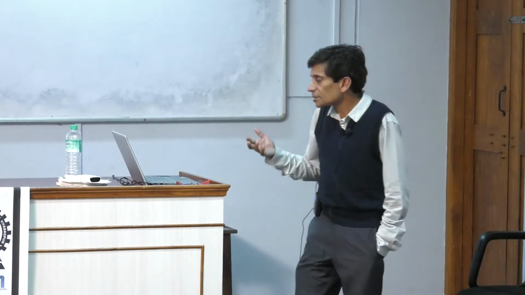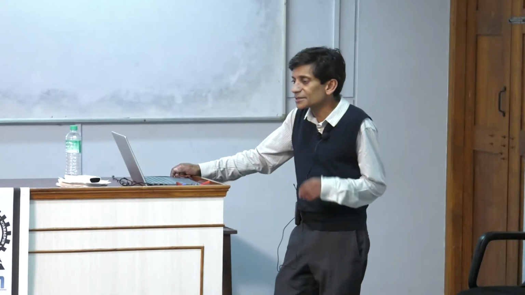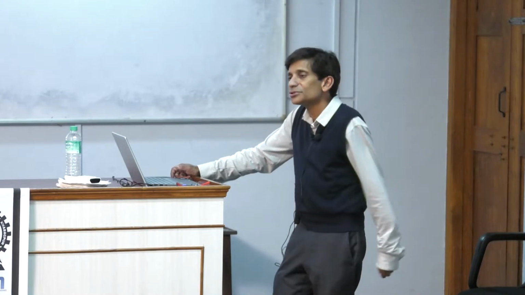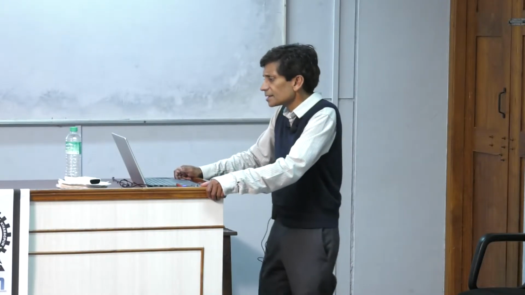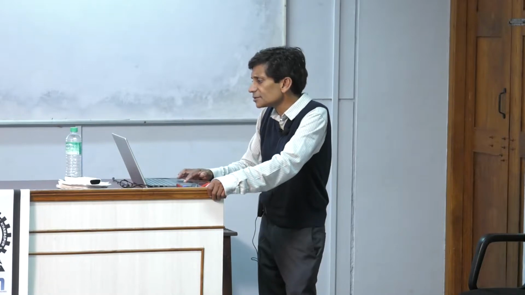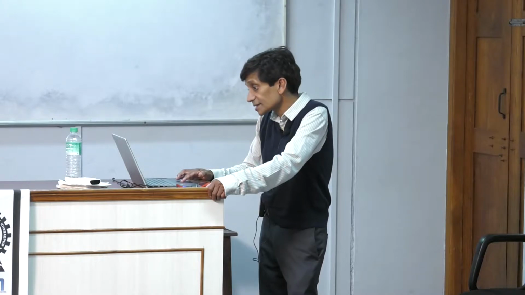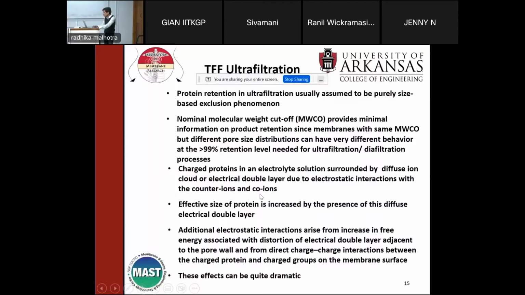So again, when you have nominal molecular weight cutoffs and you're thinking about this, remember, it doesn't mean that you should get exactly that. You will get something in that range, okay? Charged proteins in electrolyte solutions are surrounded by a diffuse ion cloud or electrical double layer due to electrostatic interactions with the counter and co-ions, and can have different rejection properties.